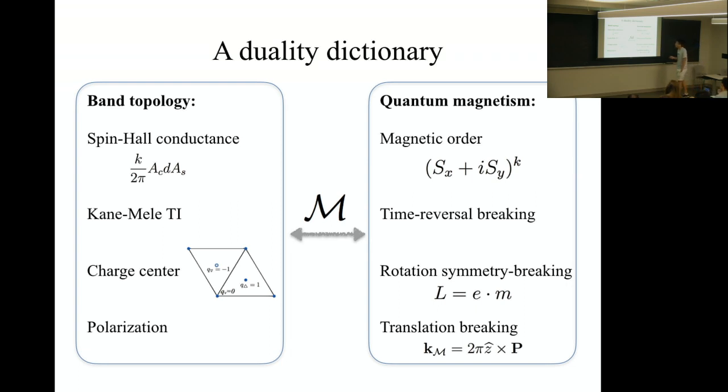If I have some funny distribution of these charges within the unit cell, you can call these things charge centers or Wannier centers in some cases, then the corresponding state will actually break lattice rotation symmetry. And if my insulator has a non-trivial polarization, that gives me a translation symmetry breaking with the wave vector proportional and perpendicular to the polarization.